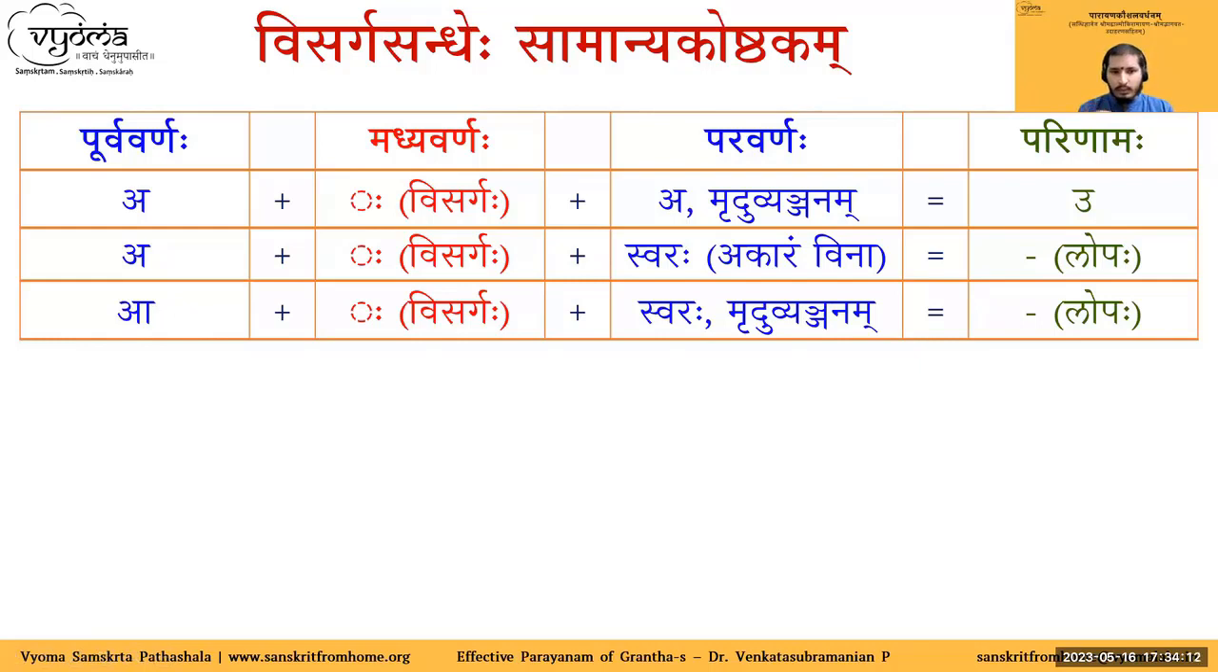I'll repeat this. If the purvarna is A, the madhyavarna is visarga, and the paravarna is swara or mrudu vyanjana, any swara, here there is no restriction on the swara, any swara can be present and any mrudu vyanjana. If this is the case, then we get deletion. We get lopa, that is visarga is deleted.